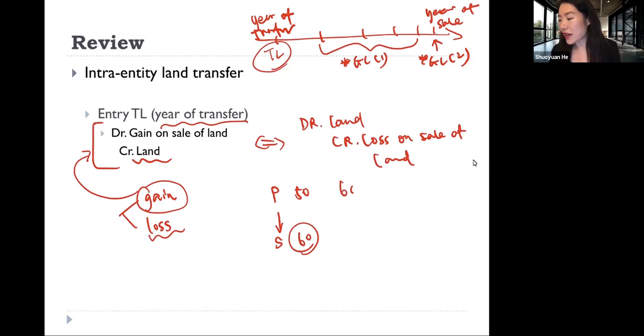Suppose the original value of the land is $60 and we're selling it to the subsidiary at $50. The parent recognizes a loss, and the land value goes down by $10. When we view two firms as one firm, that shouldn't happen. So we need to eliminate the loss we recognized. At the same time, we need to restore the land to its original value, which is $60. This is the first entry, the TL entry.